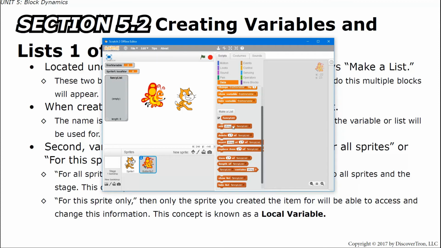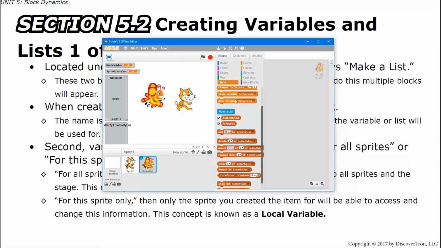And now with our butterfly, let's create its own list, for this sprite only, and we'll call it My Fancy List. That's not a very good name. We'll call it the Butterfly List. Okay, and now the butterfly list is accessible only to butterfly 2 right here.